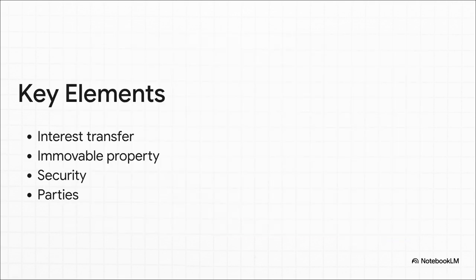Now, breaking that down, the key elements read, transfer of interest, not ownership. Property must be immovable. Purpose, security for debt or obligation. Parties, mortgagor, who is the borrower, and mortgagee, who is the lender. Use these exact distinct bullet points in your script. It brilliantly demonstrates a surgical grasp of the statutory elements to anyone evaluating your paper.